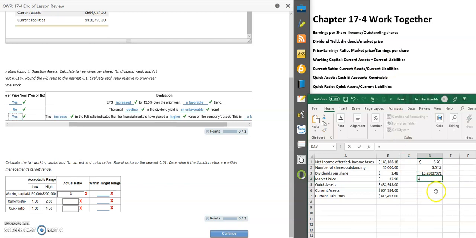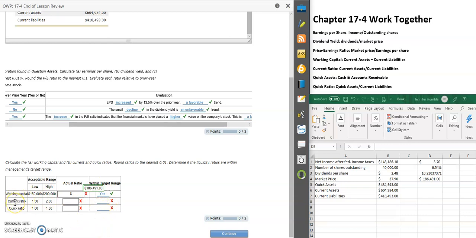So our current assets are 604 minus our current liabilities of 418, which is 186. Okay, 186,491. So working capital. Is that within target range? So it's supposed to be within 150 and 200. So that is a yes.